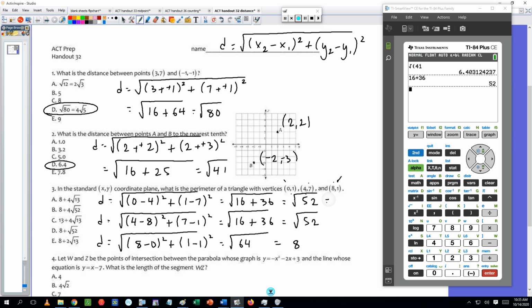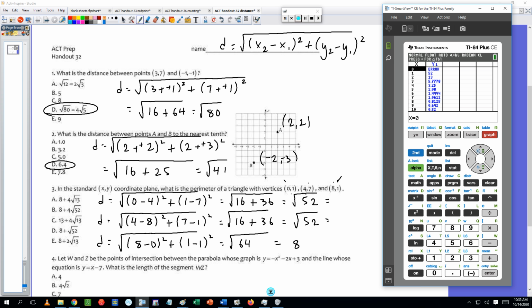Square root of 52. Here's a handy little thing. If you go to your y equals, and then we clear that off, here's a little trick, you type in 52 divided by x squared, and then you go to your table. Let me make sure my table is set up fine. It's not. Now it is.